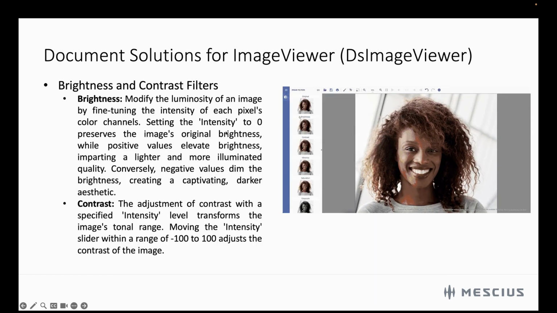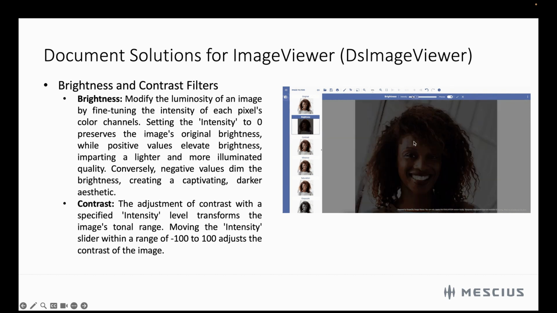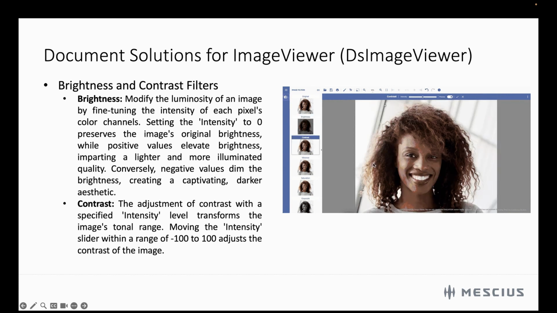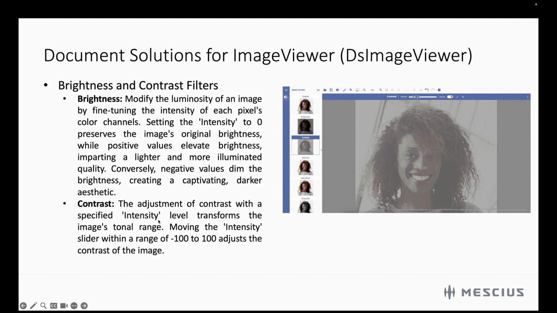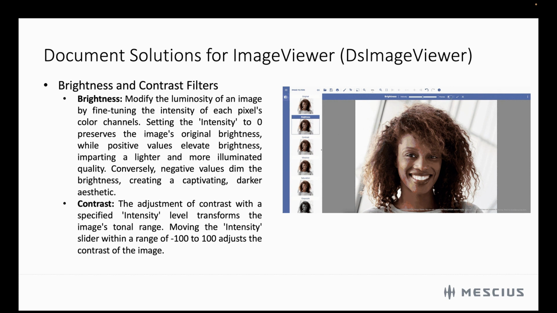The brightness filter will help you to modify the luminosity of the image by fine-tuning the intensity of each pixel's color channel. So this intensity slider is there with the filter. If you move it from 0 to positive values, it will elevate the brightness of the image, while if you move it to the negative value, it will create a darker image. And the contrast filter, if you make adjustments to the intensity slider, it will help you to adjust the tonal range of the image. Moving the intensity slider within a range of -100 to 100, it will adjust the contrast of the image.